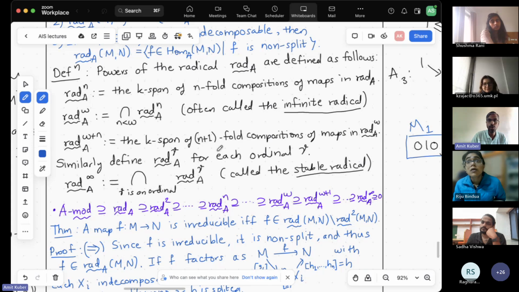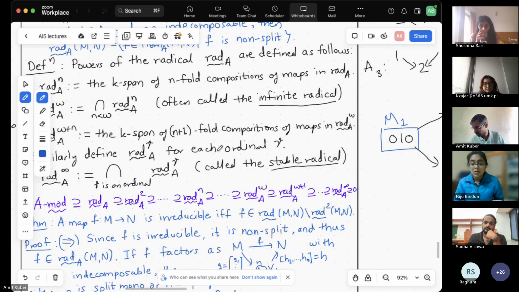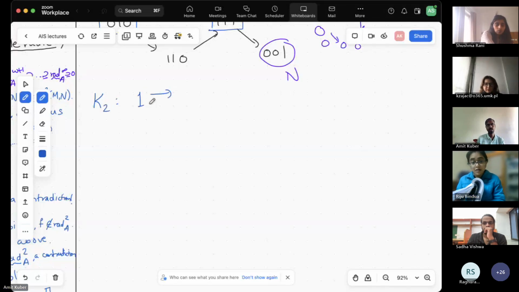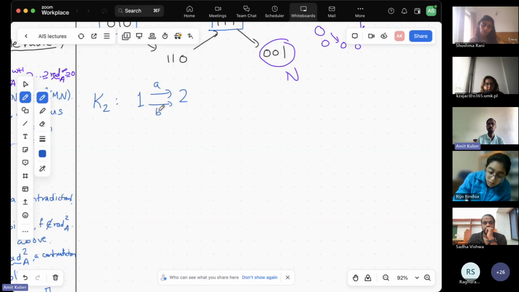Okay, I think I have said a lot of theory. Let me do one example. I'm going to start with the Kronecker quiver K2, which, if you remember, is this. I'm going to call the vertices A and B. Yeah, this is our Kronecker quiver, and I have prepared one example for all of you.